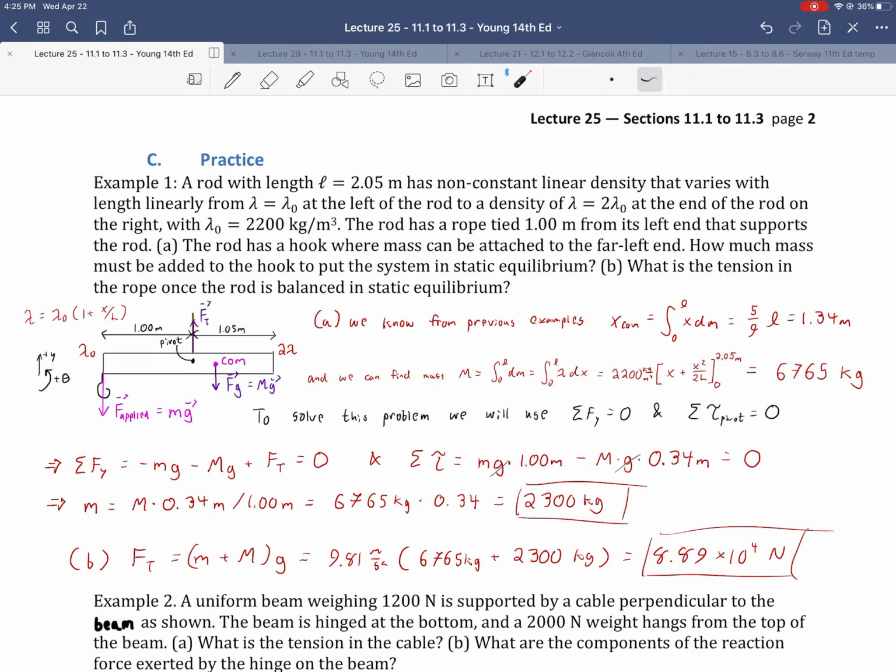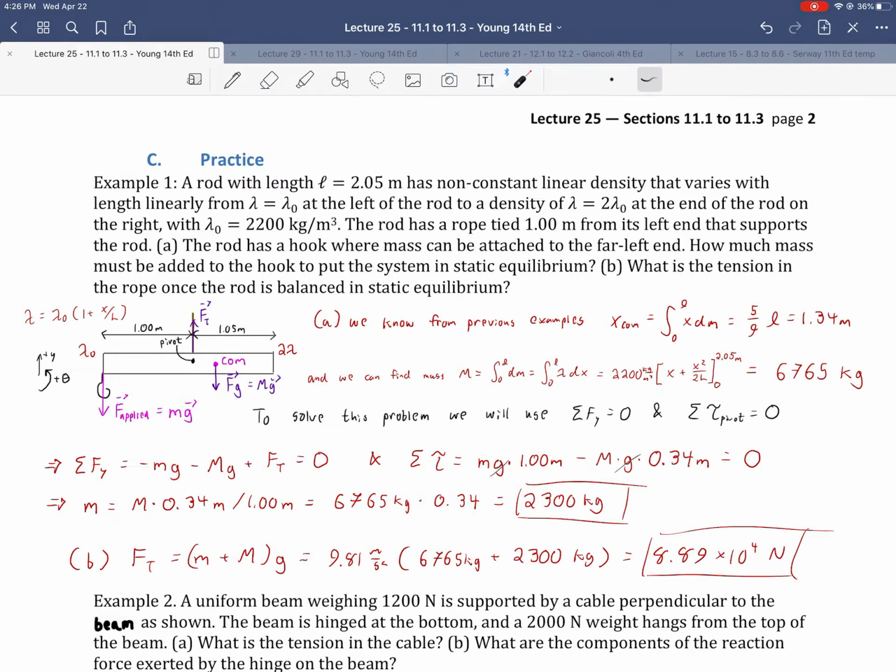So we're going to start with example 1, because this is a system with a non-uniform density object, in this case a rod. That's another type of problem you could see. I give you a rod and its exact length in meters. I tell you that it has a linear density that varies with length linearly. It starts with some baseline density at the left side, and by the time you get to the right side, it's twice as dense. The density has doubled, and that baseline density is 2,200 kilograms per cubic meter.